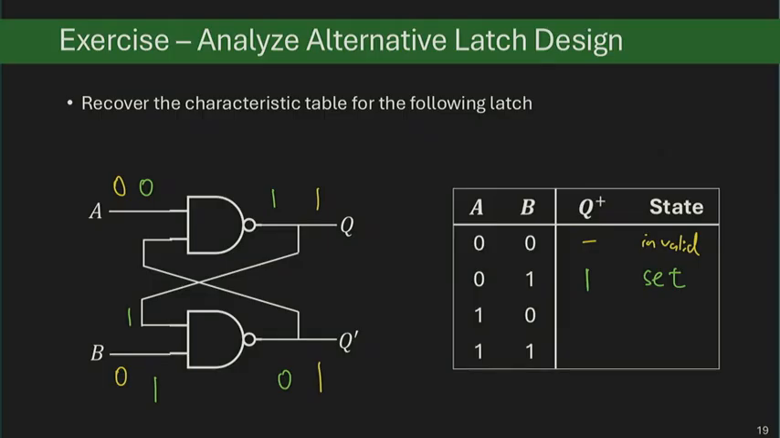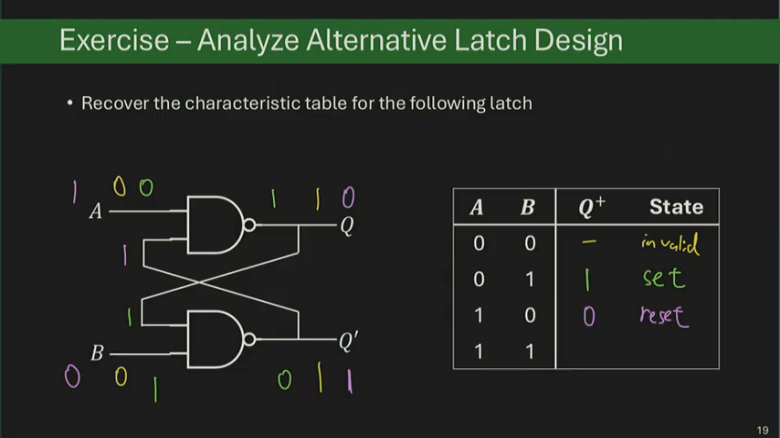And similarly, if I want to try the 1, 0 input, I'll start from the 0 side. 0 sets my output to a 1. 1 comes to the top. 1 and 1 complement gives you a 0. 0 gives a 1 at the bottom. And Q and Q prime are complements of each other. Q is a 0. So I call that a reset condition.